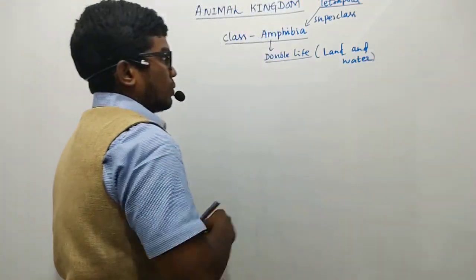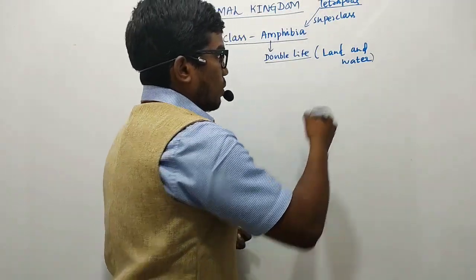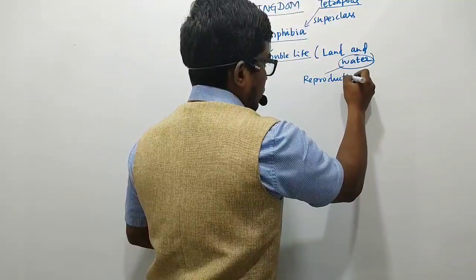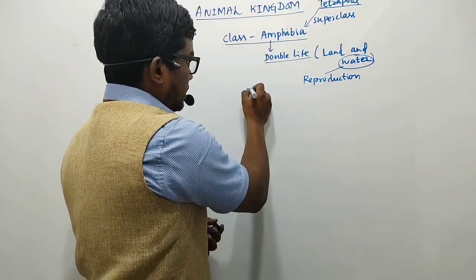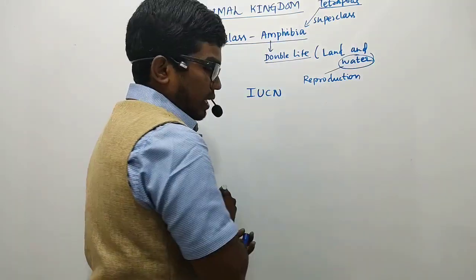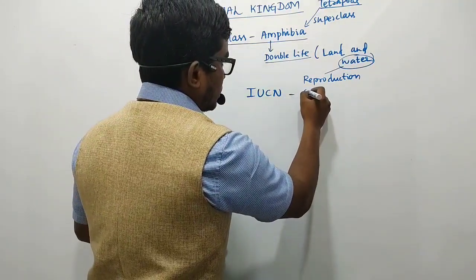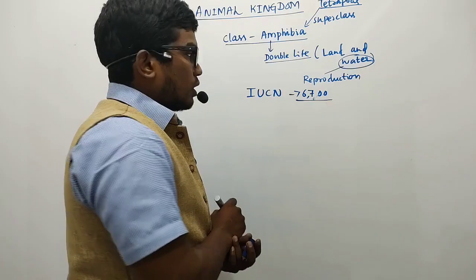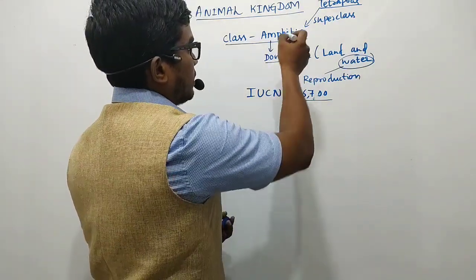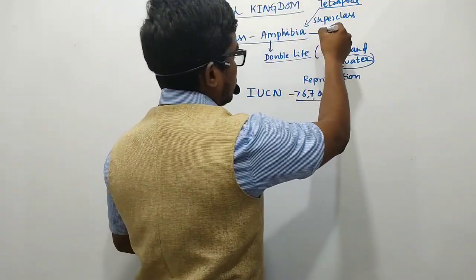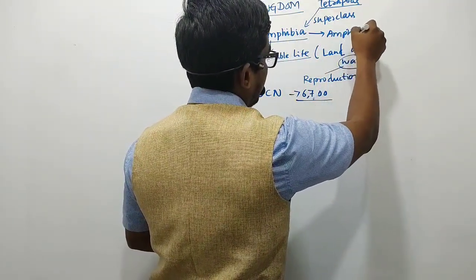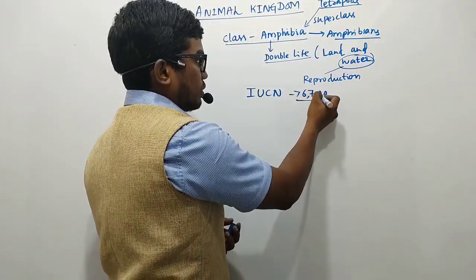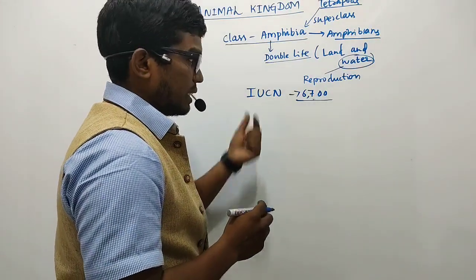Let me tell you the reason. Actually, they need water for reproduction. According to the International Union for Conservation of Nature, there are more than 6,700 species of amphibians. Amphibia is a class, and the organisms belonging to this class are referred to as amphibians. There are more than 6,700 species according to IUCN.